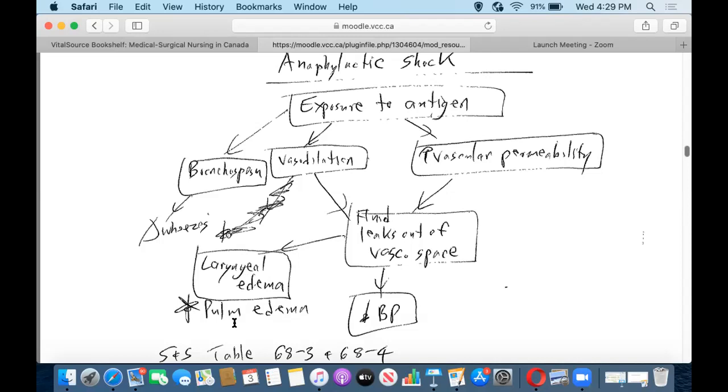Which is why the treatment of anaphylactic shock makes sense. For example, later on, when we look at epinephrine, not only does epinephrine address the cardiovascular components of the response, causing vasoconstriction, it also helps to decrease the bronchospasm. But we'll get to that later. That's the overview of anaphylactic shock.